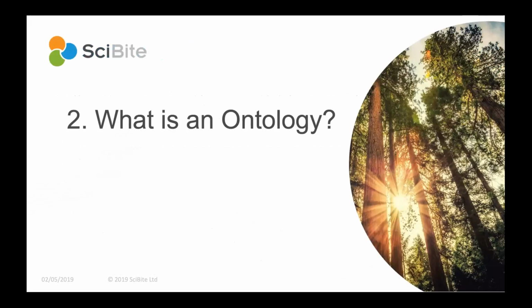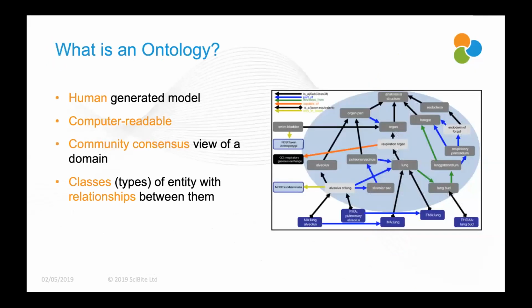So to just take a step back for a second and talk a little bit about what an ontology actually is. First and foremost, an ontology is a human-generated model. It's created by humans, but it's readable by machines. So it's a way that humans can explain how they understand the world, how things exist in the world, and how they interrelate. It should be a community consensus.